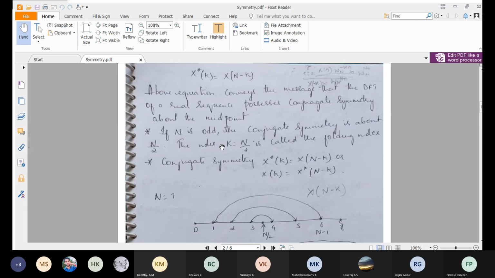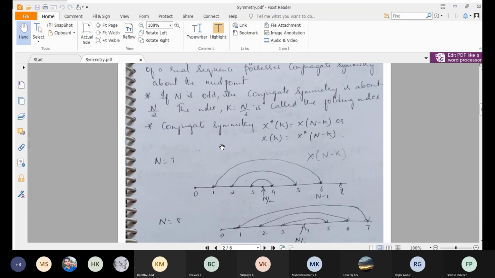Suppose N is odd, the conjugate symmetry is about N by 2. Here N by 2 is somewhere between, it is 3.5. So whatever your X of 3 will be, that will be the conjugate symmetry for X of 4. This one will again be the conjugate symmetry for 5, and this one again for 6. This point is called the folding index.